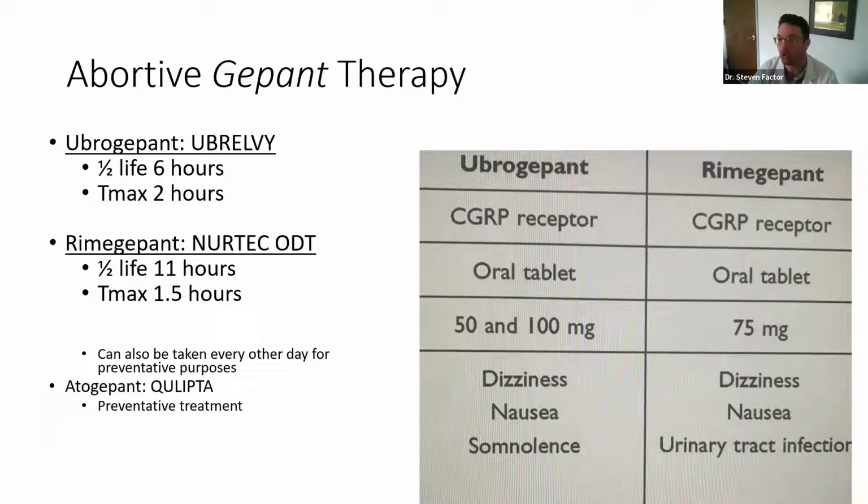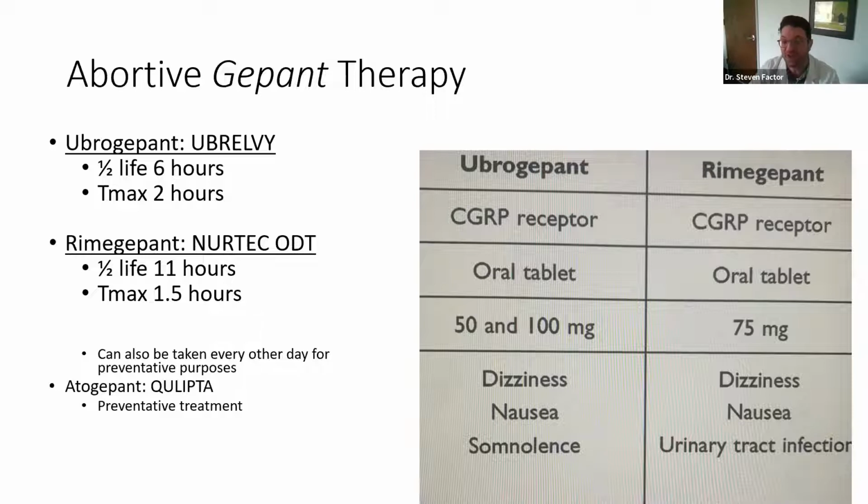Rimegepant, as a result, can only be taken once a day, whereas Ubrogepant can be taken twice a day as long as you space out the dosing every 2 hours, max twice a day. That's very similar to the dosing regimen that you saw in, for example, sumatriptan. So the drug companies are making the transition easier, especially for those who have the cardiovascular complications or those who can't tolerate triptans for other reasons.